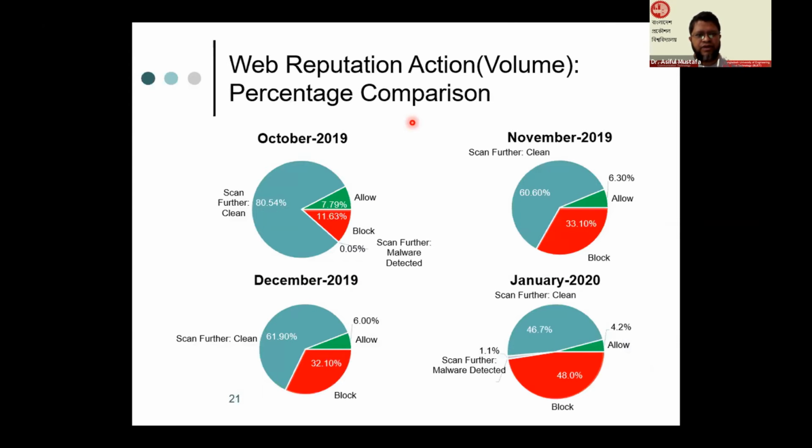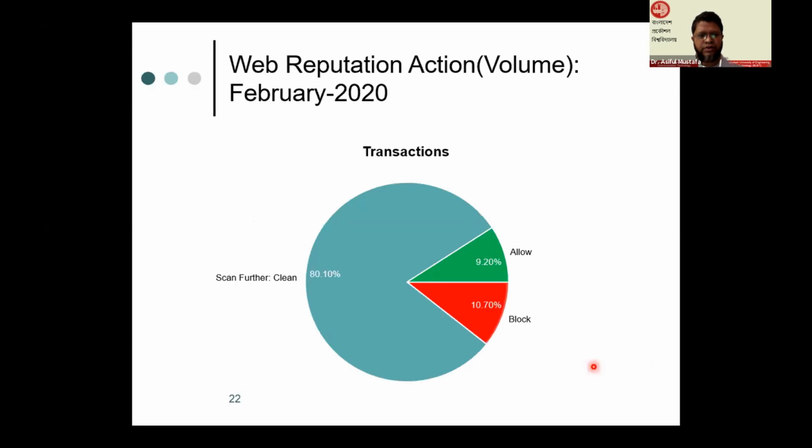If you look at the summary here, at the red marks, we see the attack blocking percentage 11 to 33, 33, and 48 in January, and it goes down again in February to 10%.